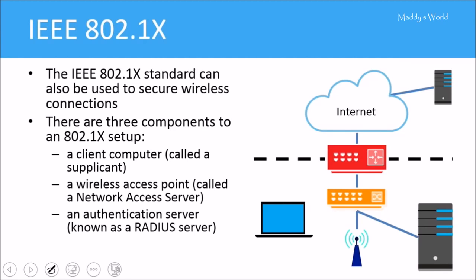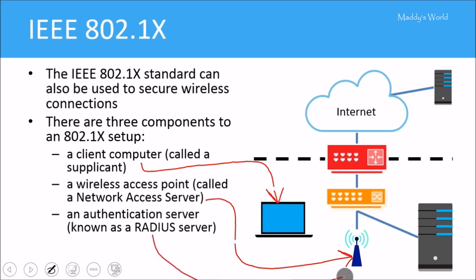Lastly here, we're going to talk about 802.1x. It's a standard that's used to secure wireless communications. Just 3 basic components within this type of a setup, all right? And you'll be able to see all these components over here on the right-hand side in this graphic. First, you have a client computer called a supplicant. Then you have a wireless access point, which is called a network access server. And then you have a radius server, which is going to be responsible for authentication.